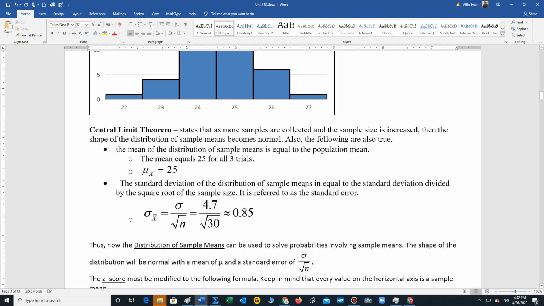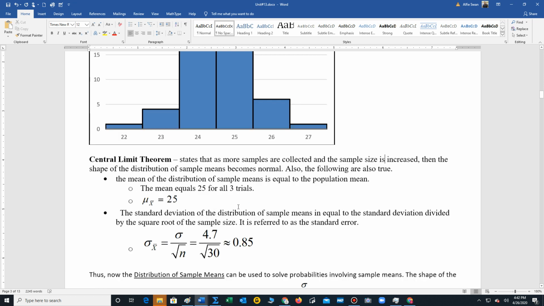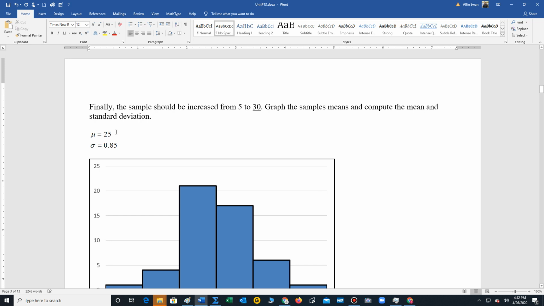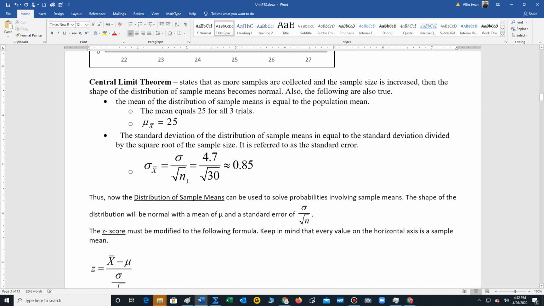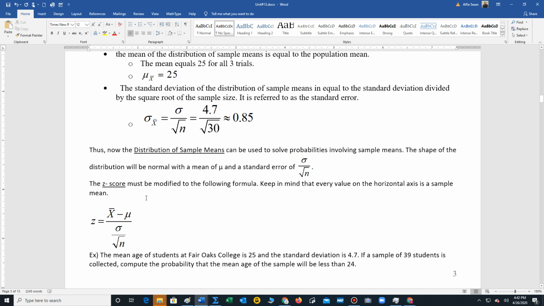The standard deviation of the distribution of sample means, however, will change. It's going to be smaller. It's actually the standard deviation divided by radical n. So in our example, we found that it was 4.7 divided by radical 30. That's going to be 0.85. So that's how we came up with 0.85 and 25. So we have this distribution of sample means. It has a normal shape. It has mean mu, but now the standard deviation is sigma over radical n.